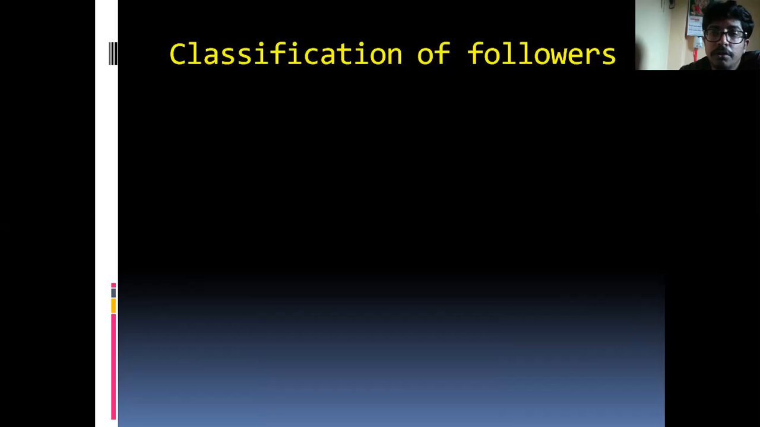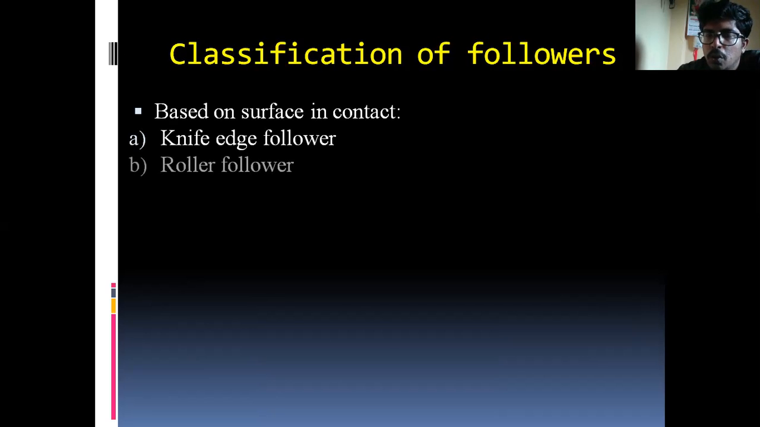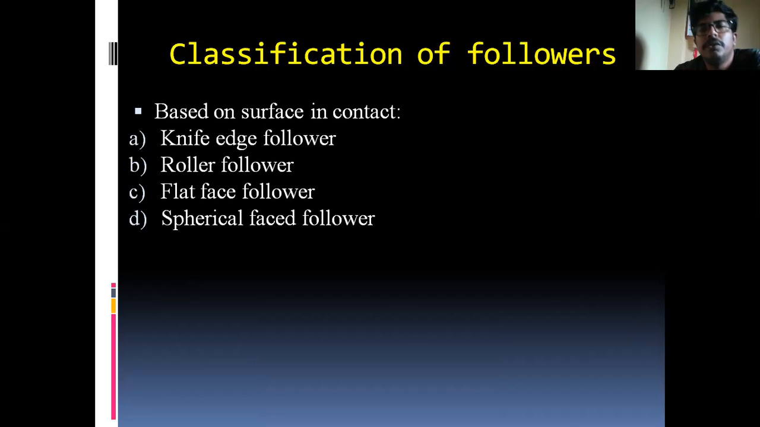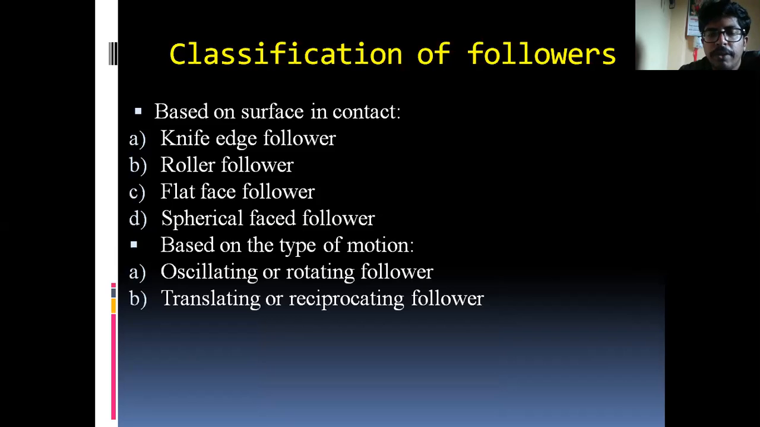Next, I'm explaining about the classification of followers. The followers can be classified based on the headings. First one is based on surface in contact: one is knife edge follower, second one is roller follower, C, flat face follower or mushroom follower, D, spherical faced follower. Second one is based on type of motion: oscillatory or rotating follower, translating or reciprocating follower.